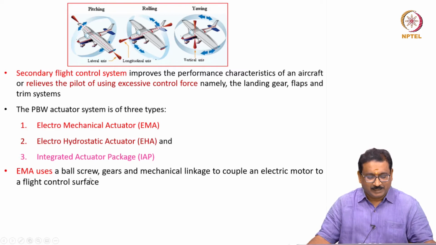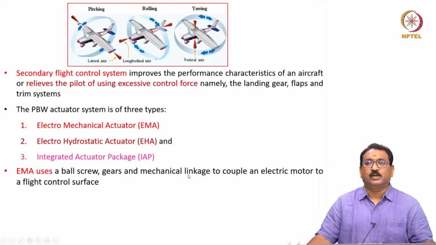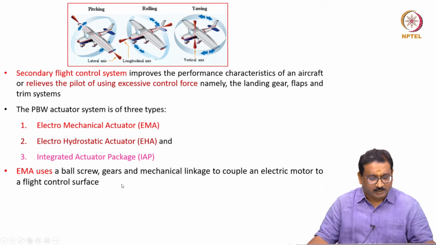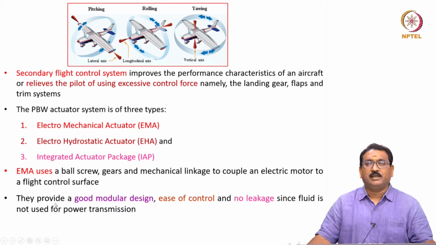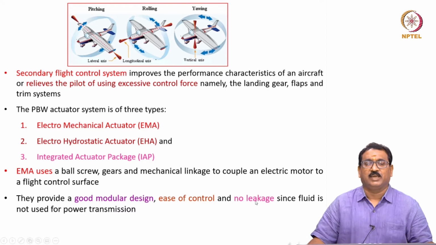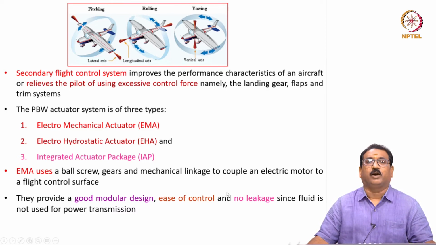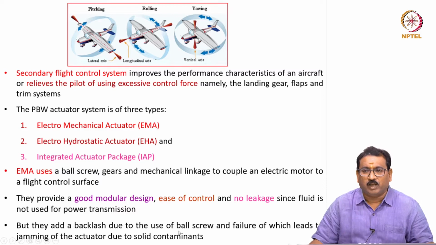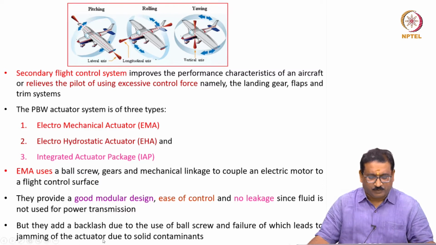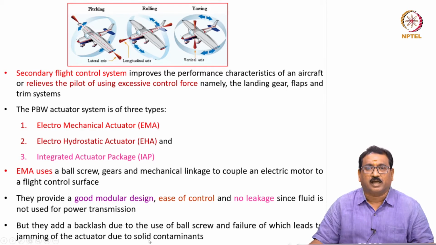What is this EMA? EMA uses a ball screw, gears and mechanical linkages to couple an electric motor to a flight control surface. They provide a good modular design, ease of control and no leakage, since fluid is not used for power transmission in EMA. But they add a backlash due to the use of the ball screw, and a failure of it leads to jamming of the actuator due to solid contaminants.